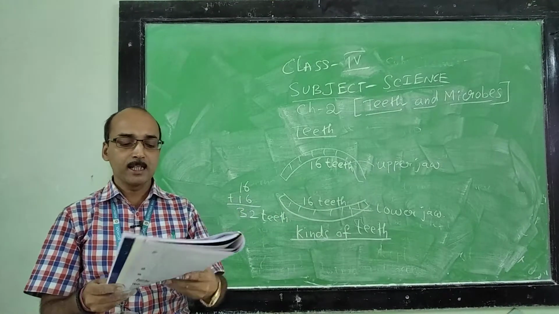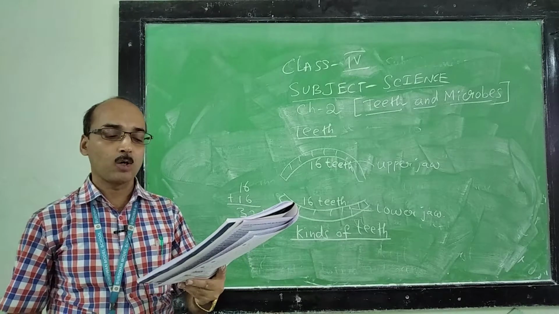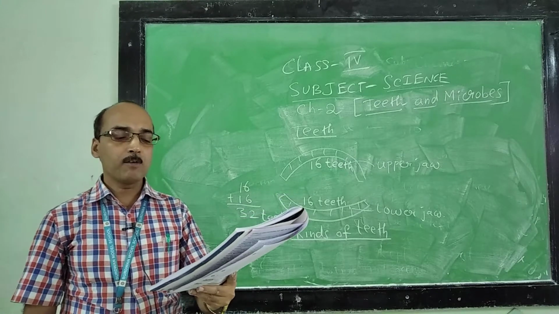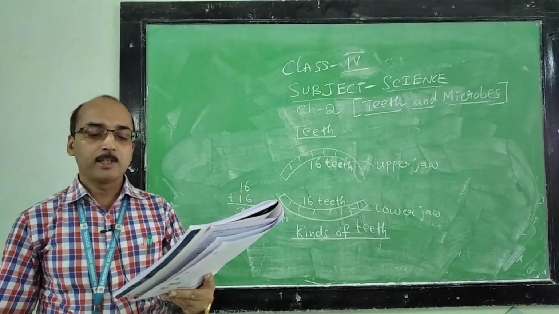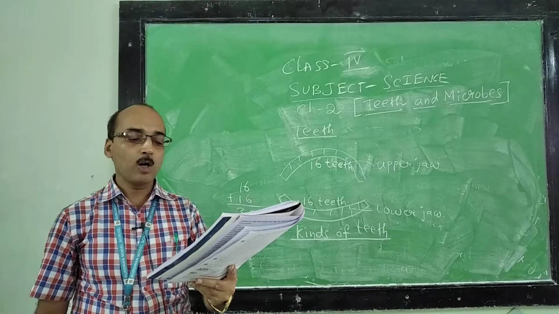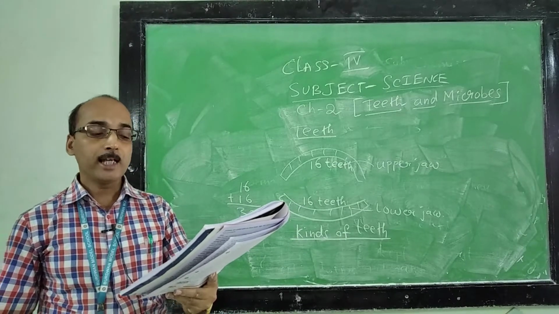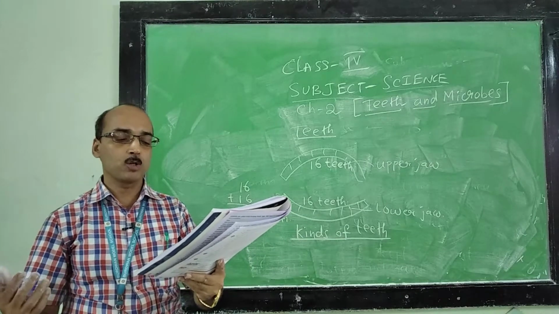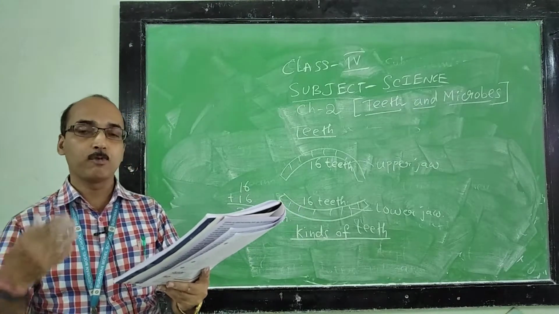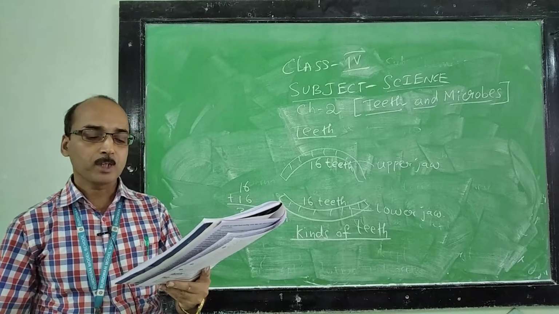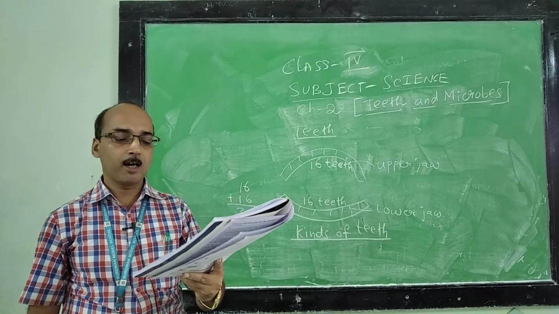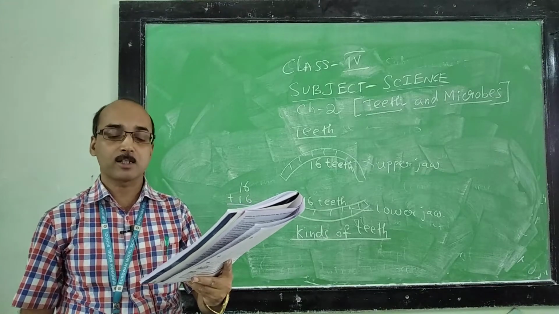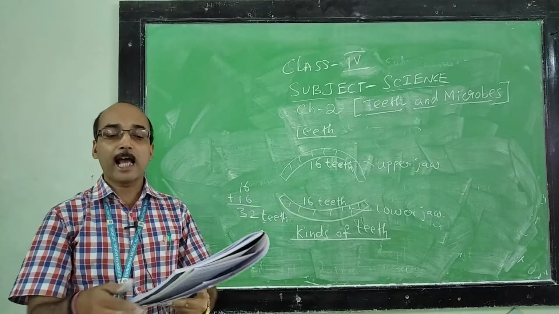Number 2, canines. There are 2 canines in each jaw. They are present on either side of the incisors in each jaw. They are very sharp and pointed. They help tear the food. They are called tearing teeth. Next set of teeth is premolars. There are 4 premolars in each jaw, so 4 in the upper jaw and 4 in the lower jaw, so 8. They are next to the canines. They are broad and flat. They help us crack and crush the food like nuts. They are also called cracking teeth.